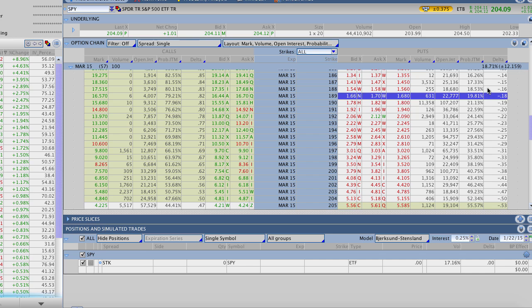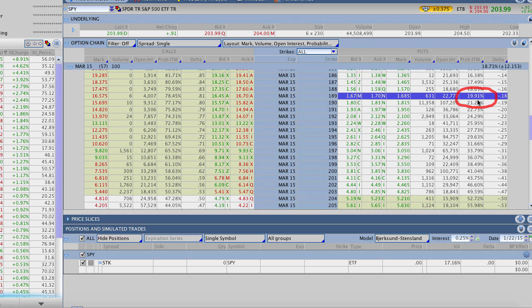Now we're going to start with the 189, 188 put credit spread, and that has a probability of being in the money of 19%. So basically the probability that we lose on this trade is about 19-20%, meaning that the inverse of that is the probability that we win, or about 80% chance that we win. So it's a very high probability of success trade.